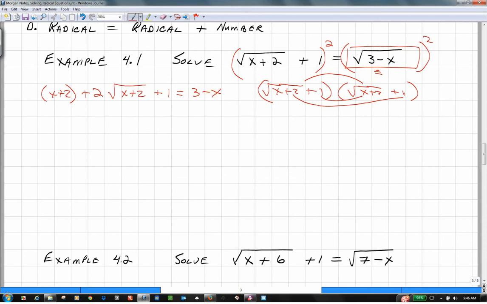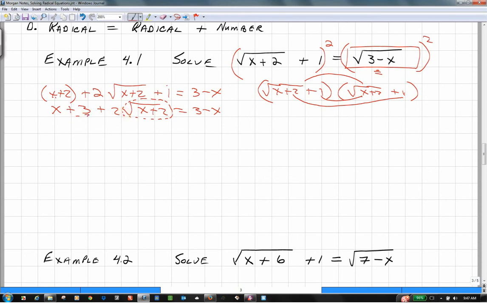So now let's take a look at what I have. I have x plus 2, so this x will be all alone. This 2 can add to this 1. So I've got x plus 3 plus 2 times the square root of x plus 2 is equal to 3 minus x. Now I need to get the radical all alone so I can square both sides again.